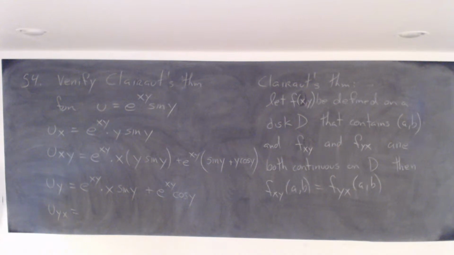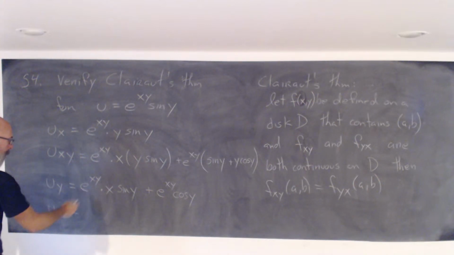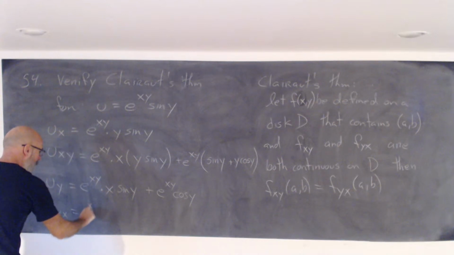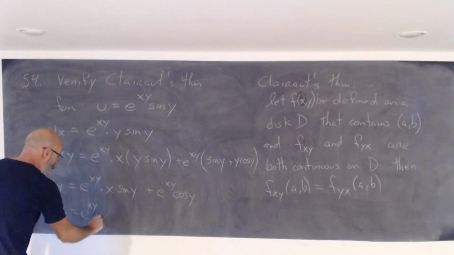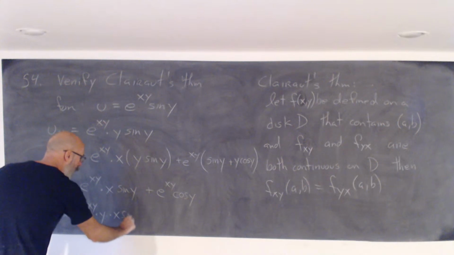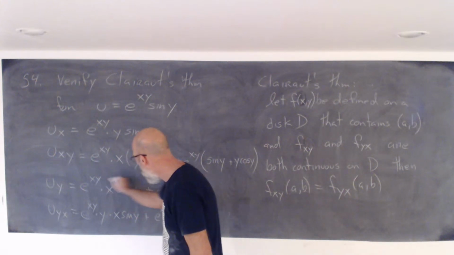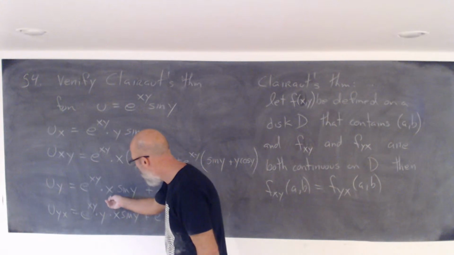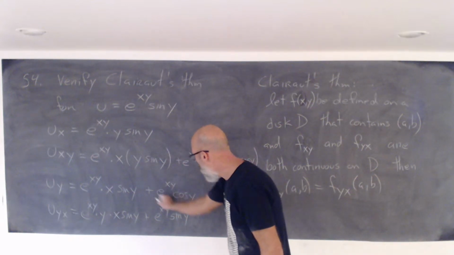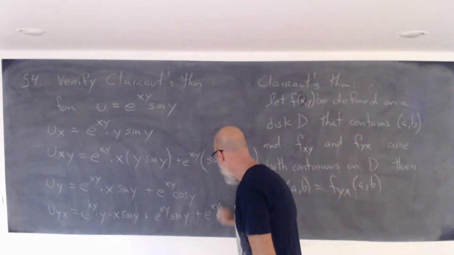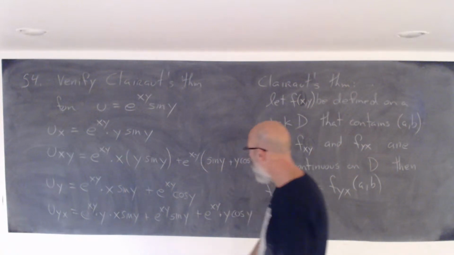u_yx, differentiate this with respect to x. So here you've got a product. So product rule applies. Derivative of the exponential is the exponential times the derivative of the inside. Derivative with respect to x of the inside, we get a y, leaving x sine y fixed, plus leave the exponential fixed, differentiate x sine y with respect to x. Derivative of x is 1, leaving the sine y there. And then derivative of the exponential again, e to the xy times the derivative of the inside with respect to x, that's y cos y.